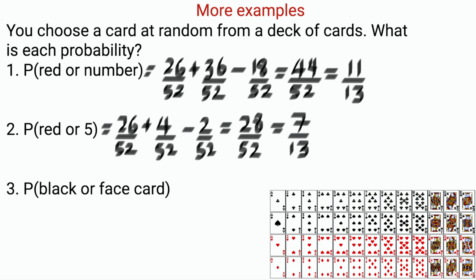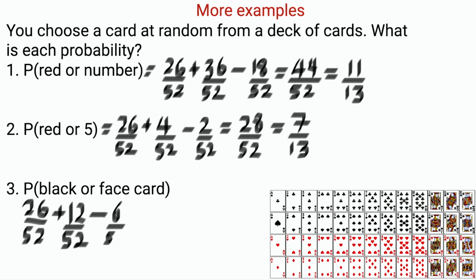The final problem says probability of choosing a card that is black or it's a face card. Is it possible that you can choose a card that's a face card and it's black? The answer is yes. So these two events are not mutually exclusive. That means we're going to add the probability of the black card, a face card, and then subtract the overlapping event, which is a card that's black and it's a face card. 38 minus 6 is 32. 32 divided by 52, and you simplify that fraction and you get 8 over 13.